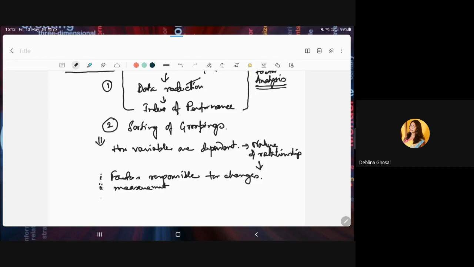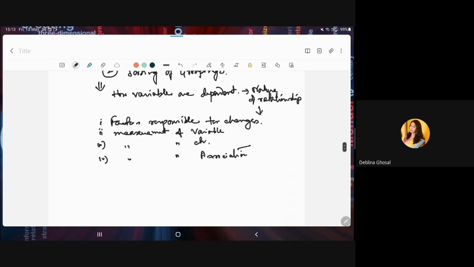And the third one is measurement of the variable, measurement of the character, specific character within the variables. And the fourth one is measurement of association between the variables. So from these four kinds of things, what we are actually going to do under the multivariate is predictions.